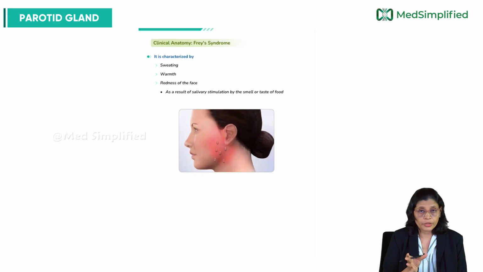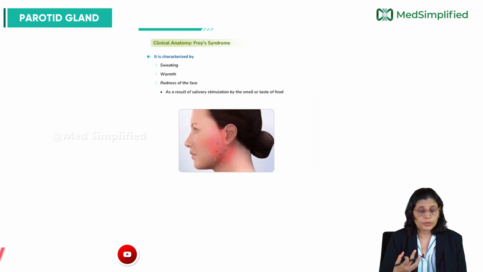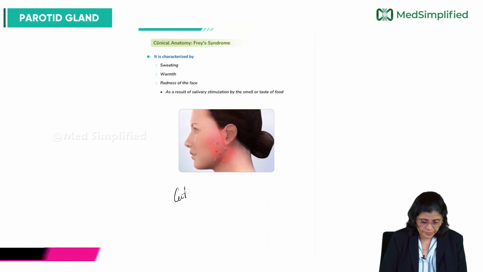The secretomotor fibers of the auriculotemporal nerve grow into the endoneural sheath of the sensory fibers giving the cutaneous supply, as well as supplying the blood vessels. So because of this, whenever there is a stimulation for salivation, like while we are chewing the food, or the thought of food, or the smell of food, it can result in cutaneous hypersensitivity.